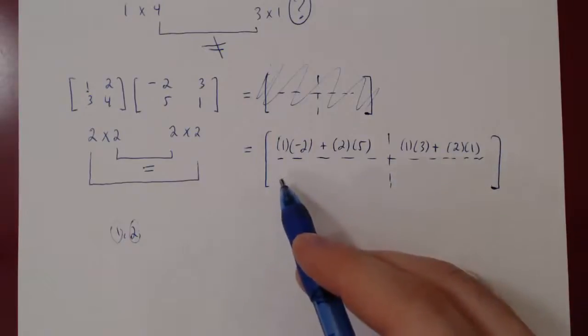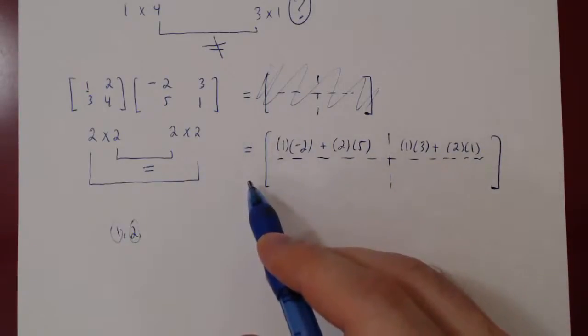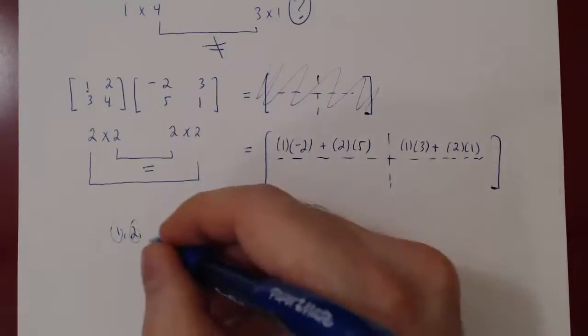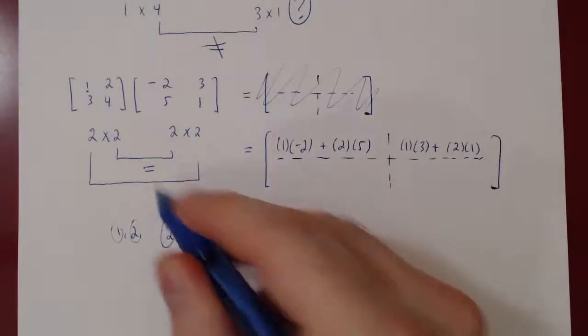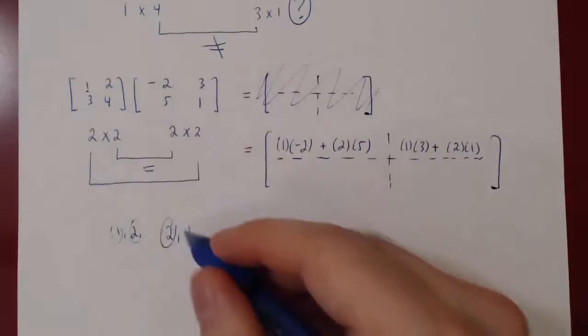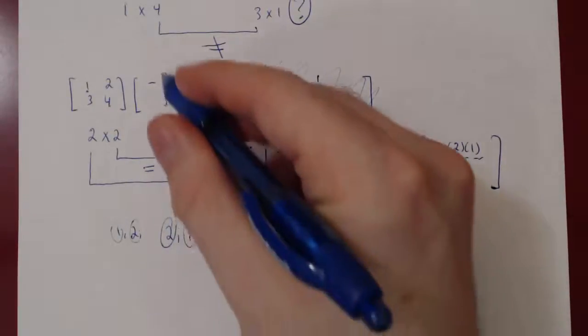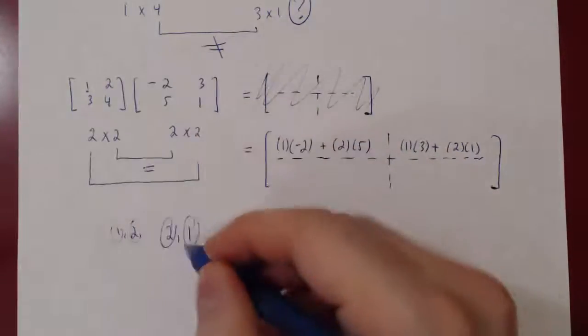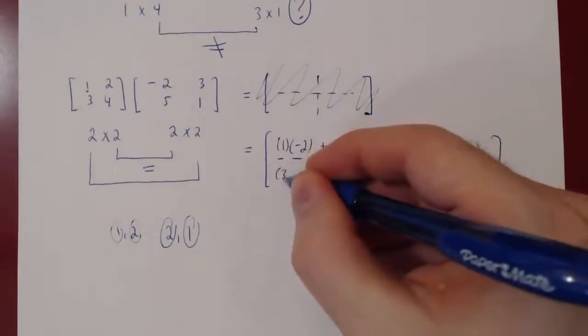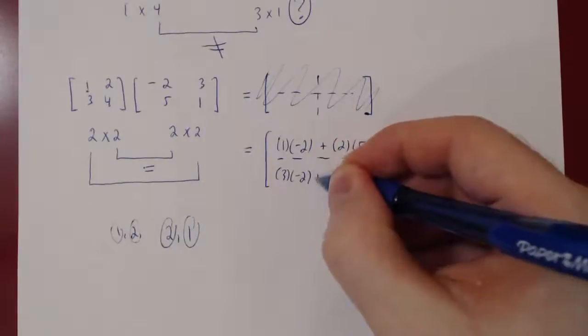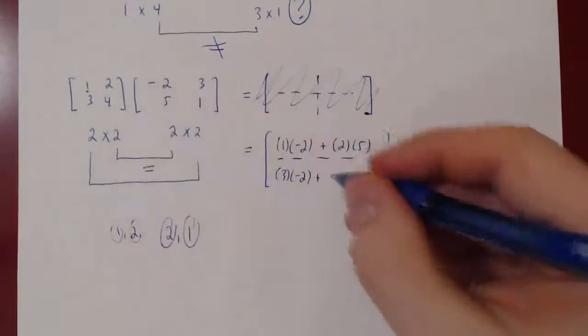If you want the second row, this is the entry in row 2, column 1, so 2, 1. So we take the second row of the first matrix times the first column of the second matrix, row 2, column 1. So 3 times negative 2 plus 4 times positive 5.